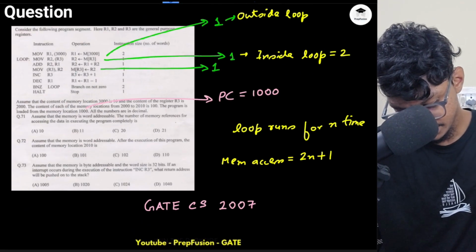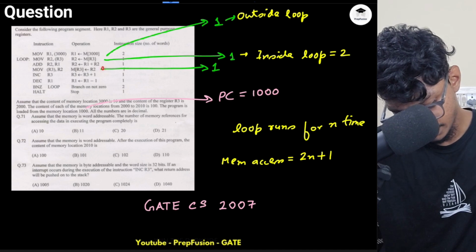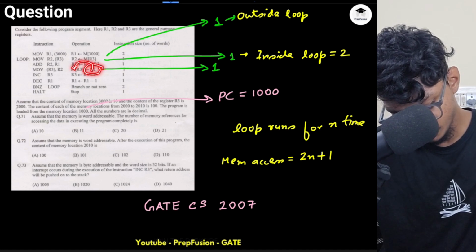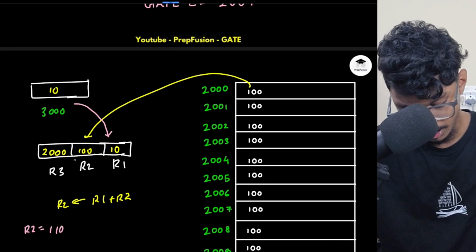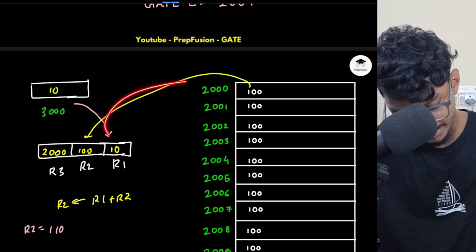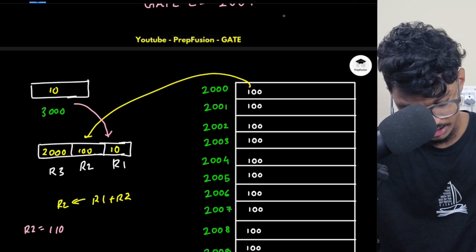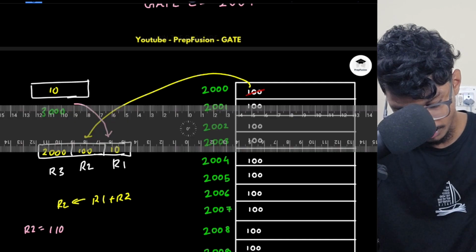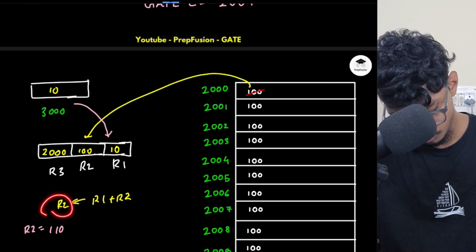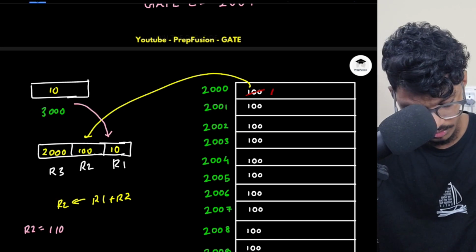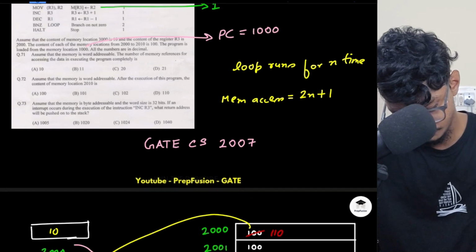Next, what is happening? Next, I am storing this R2 value in the memory location pointed to by R3. So R3 has 2000. So I go and update this value now. This value gets updated to whatever value was present in R2. R2 currently has 110, so this will be updated to 110.